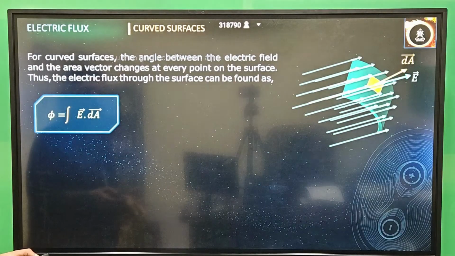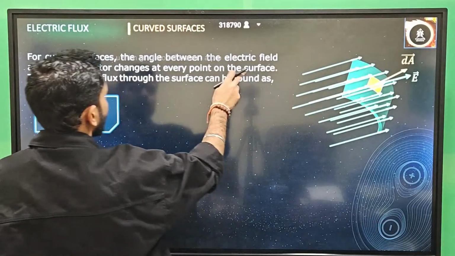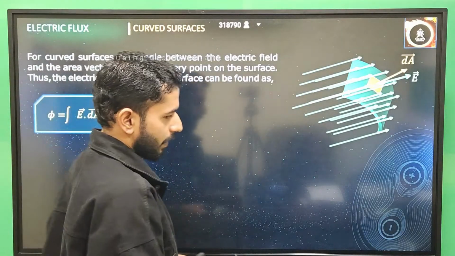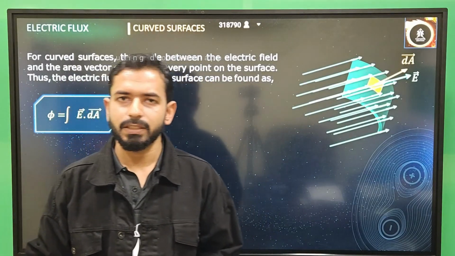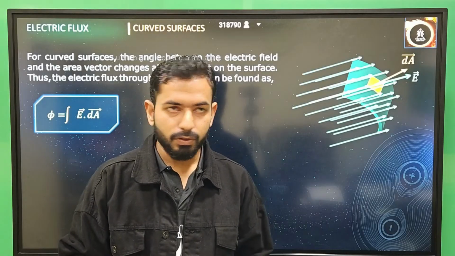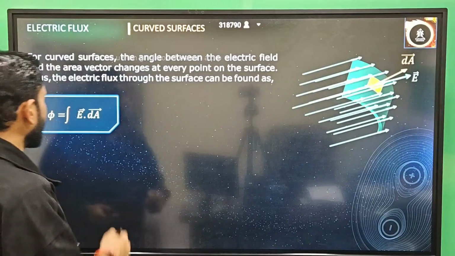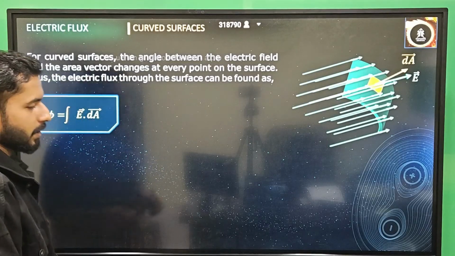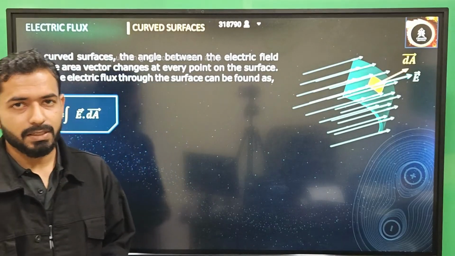Now for any kind of curved surface, the angle between the electric field and the area vector changes at every point on the surface. Because if there is a curved surface, the angle at every single point will be changing continuously. Due to that, you have to integrate, E dot dA. I have already told you, for non-uniform bodies you have to apply integration, for curved surfaces, because angles are changing at every single point.